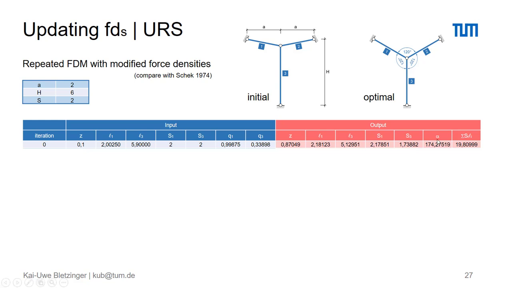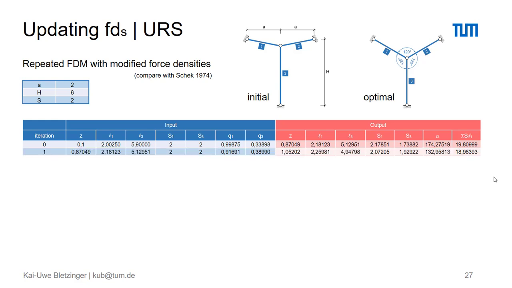We can also determine the angle between those elements, and you see we have now 174 instead of 120. And if we look at the sum of the weighted lengths, that means the sum of the length times S, that's exactly the weighted length, we receive just the value 19.8 as a reference for the next iterations.